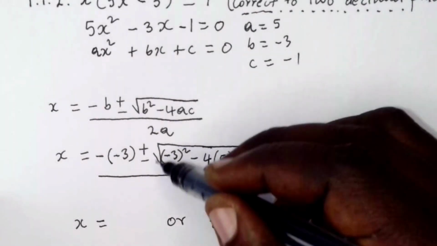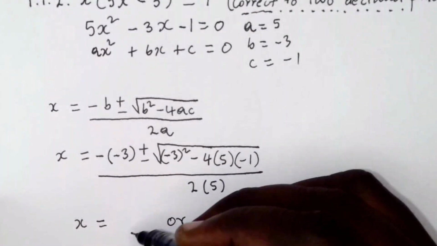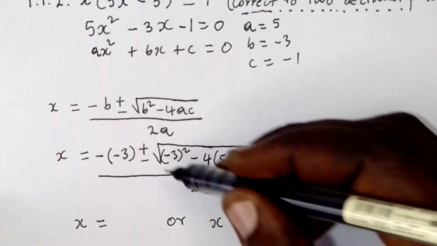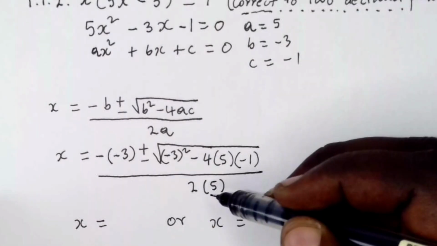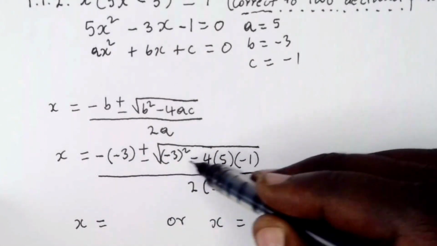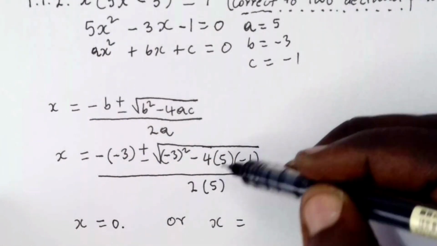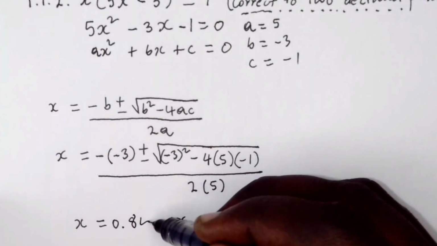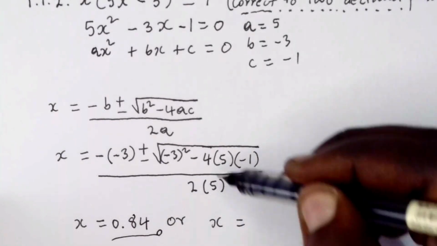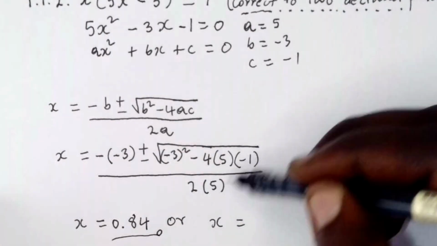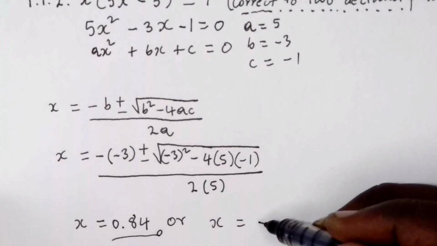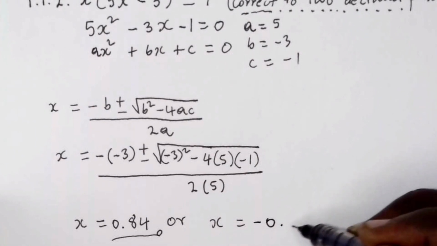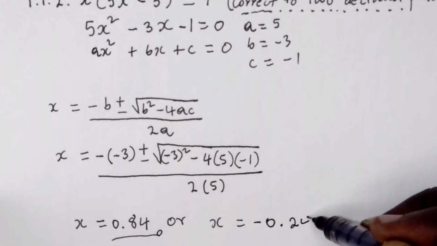Now you need to punch this on your calculator. The first x, you put a plus, right? And then the second x, you put minus here. Okay, if you put everything correctly, then you'll get 0.84, right? So when you put minus now, everything remaining the same, you will get negative 0.24.